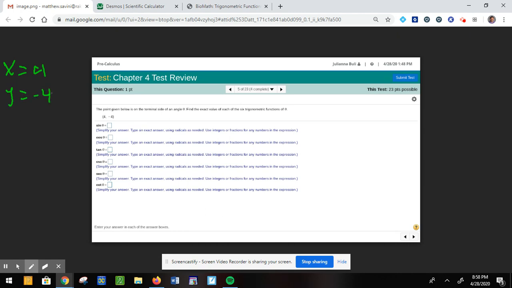Question is, what's r? We need r for several of those, right? Well, I guess we really just need it for sine and cosine, then you can figure out the rest based off of that, but we need r. Well, remember, we're talking about a right triangle here.